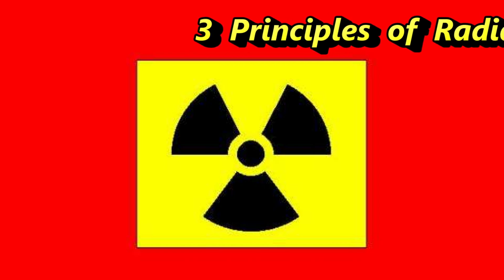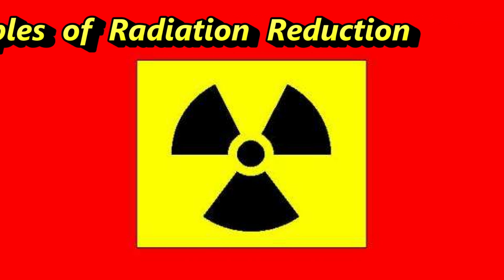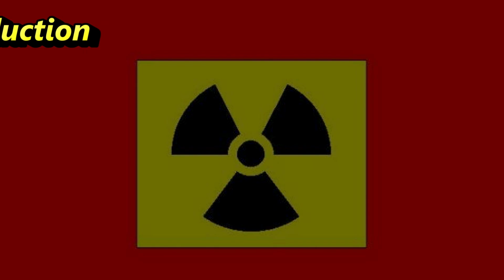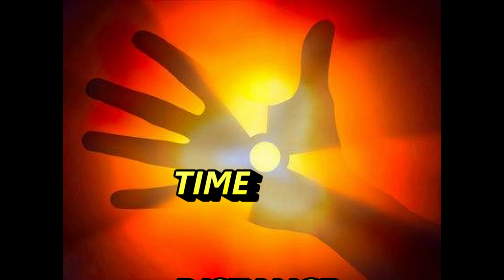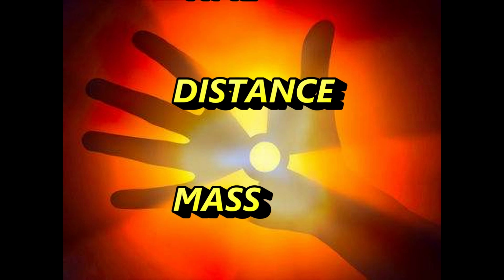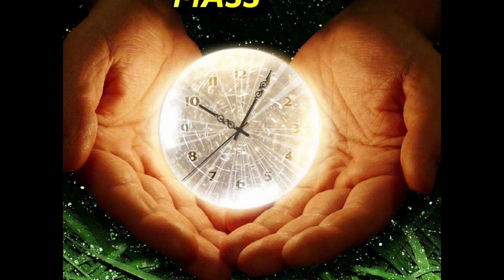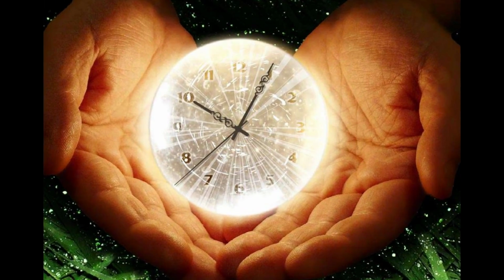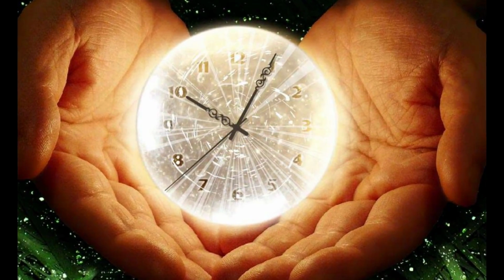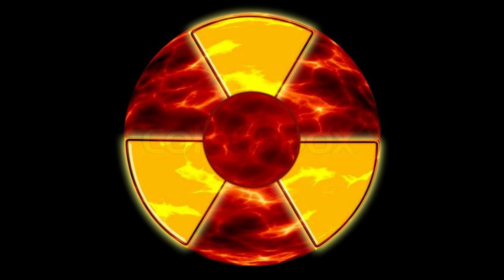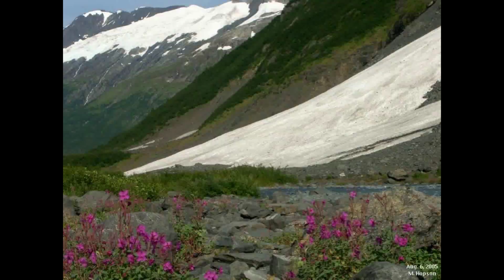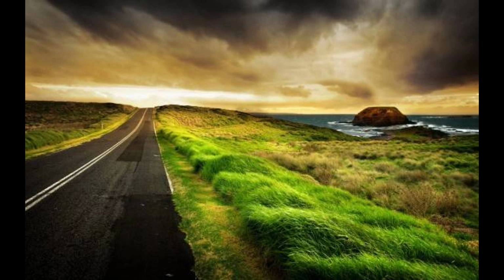One must simply understand the 3 principles of radiation reduction. Radiation is reduced by time, distance, mass. Time is a factor because radiation decays. If the event happened 2 weeks ago, then don't worry about it, because it has already affected you and gone away, similar to the way the snow melts.